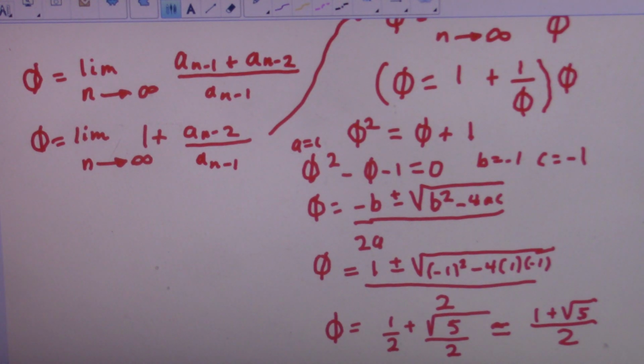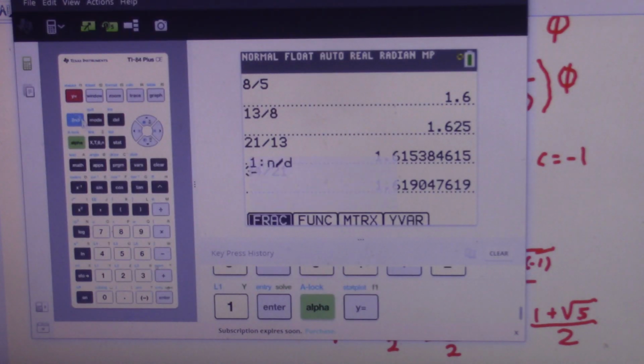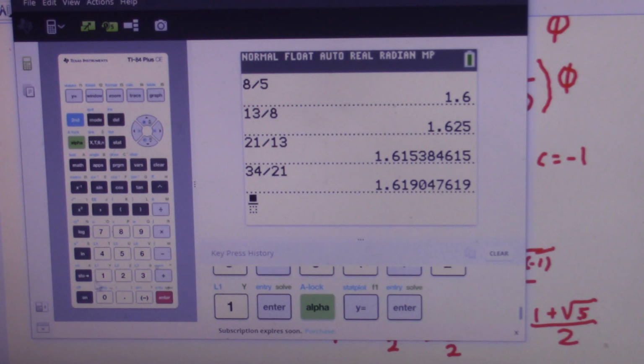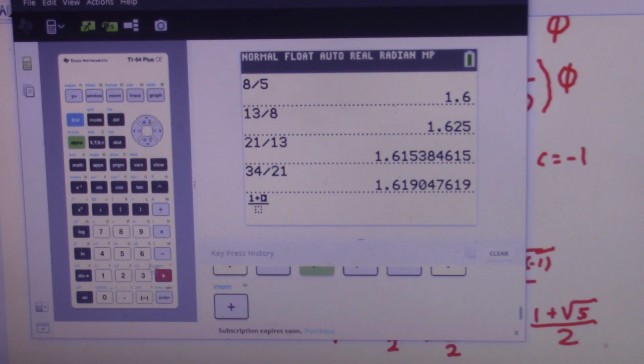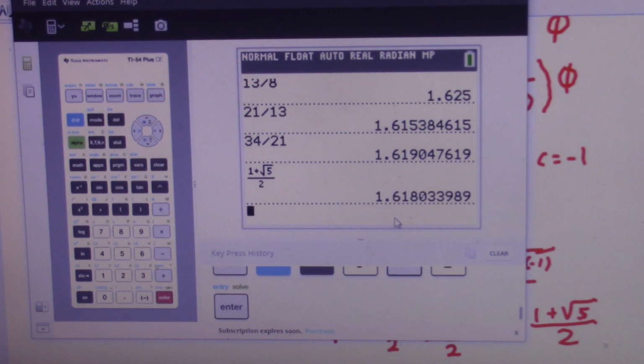Well, the calculator tells us, one plus, and just notice how close this is to what we did before. Square root of 5 over 2. And there we get it, 1.618. Look how close that 1.618 is to our last one, especially the 34 over 21. And the closer we get out to infinity, the closer we get to the real irrational number phi.